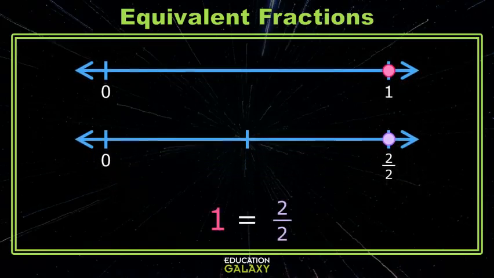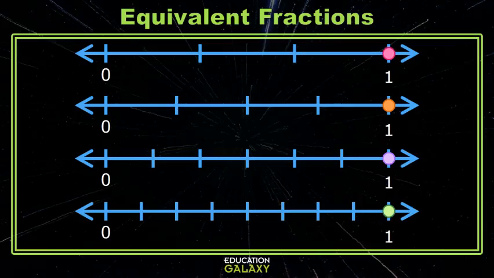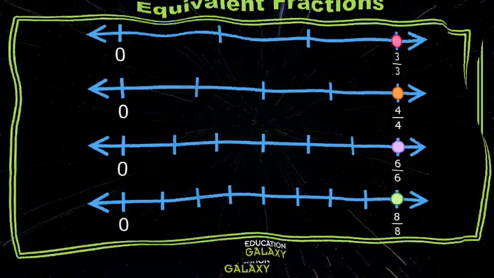Madness, right? It gets crazier because that works for your other number lines too. This top one's separated into 3 pieces, and the 1 could be 3/3. Here, 4 pieces, 4/4, 6 pieces, 6/6, and 8 pieces, 8/8. They're all equivalent to the value of 1.